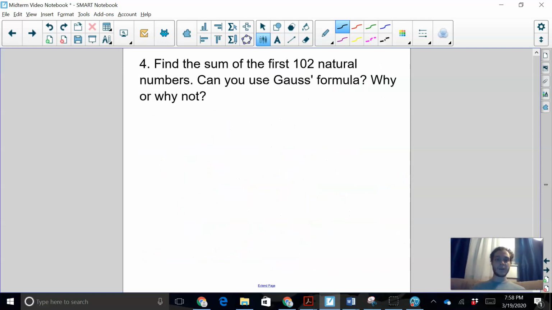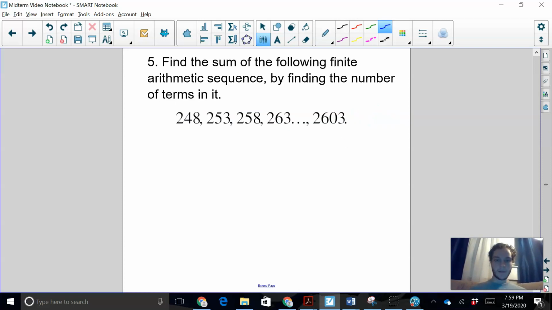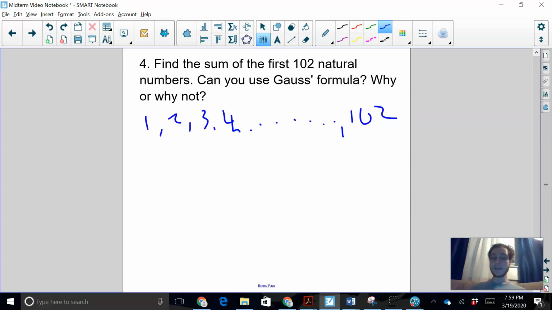So can you find the sum of the first 102 natural numbers? Can you use Gauss's formula? Why or why not? So we know the first 102 natural numbers will be 1, 2, 3, 4, all the way to 102. Can we use Gauss's formula? Yes, you actually can. We start with 1, and we're going in sequential order. Dr. G posted the answer key to quiz 2 and all the homeworks, and she gave a really thorough explanation on that question on the quiz.